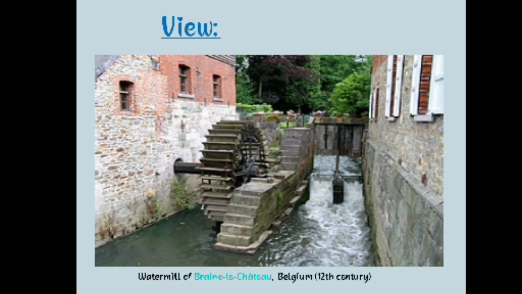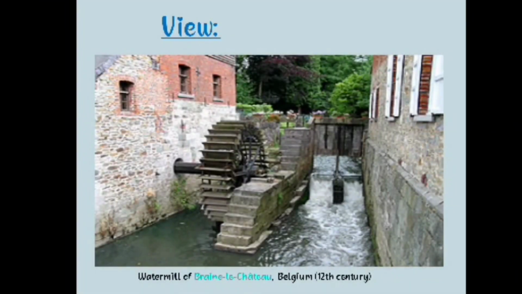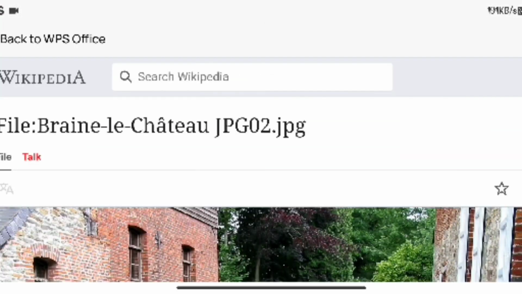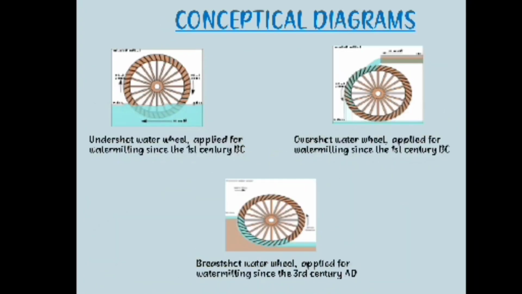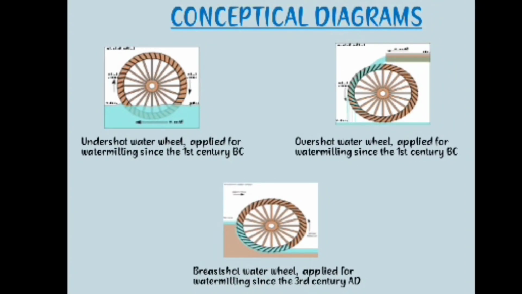We can view the underwater mill placed in Belgium in the 12th century. We can see the conceptual diagrams of this underwater mill. The undershot water wheel was applied for water milling from the first up to the third century.